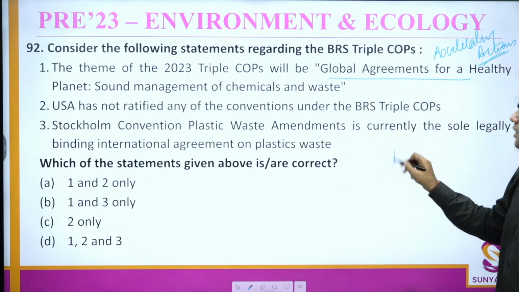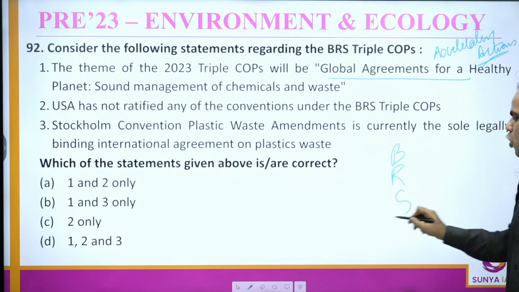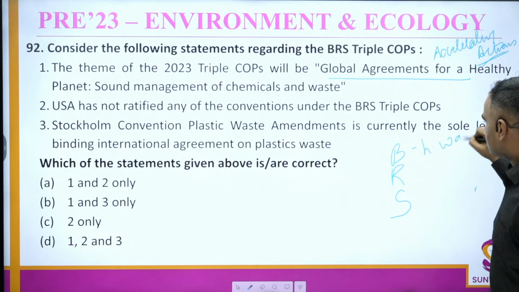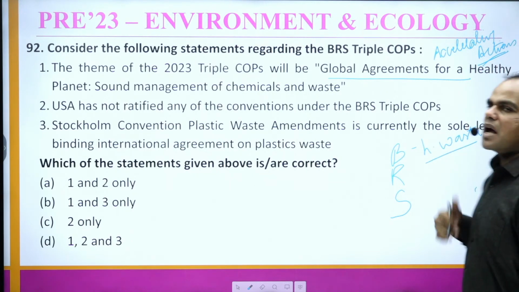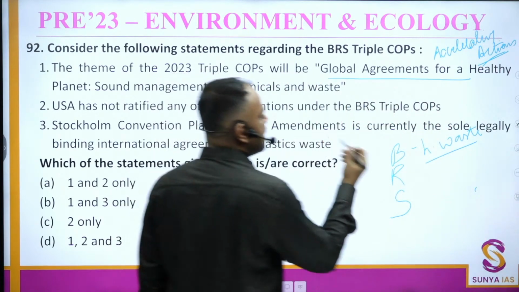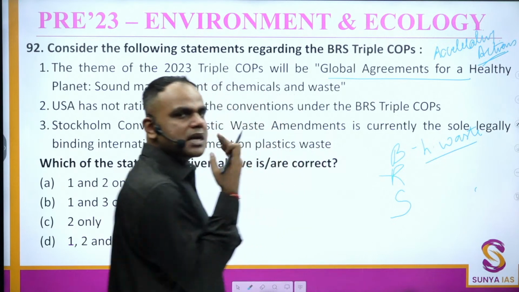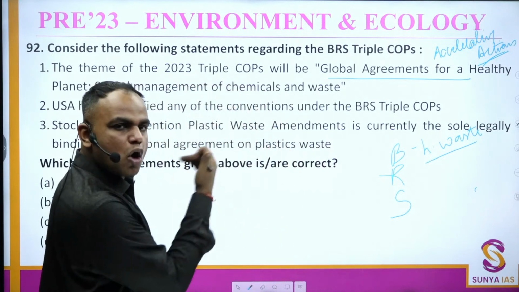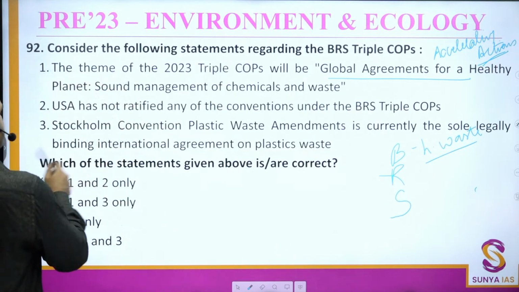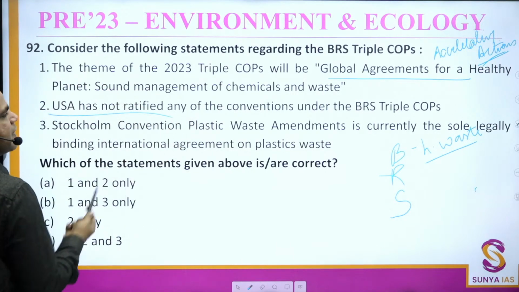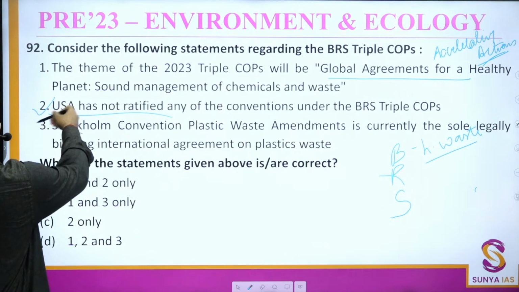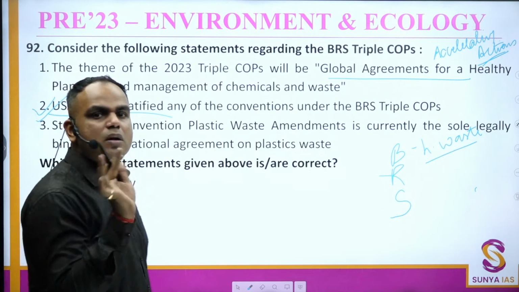Now I'll also tell you what these are. What is BRS? BRS is Basel, Rotterdam and Stockholm. Basel talks about hazardous waste. Transboundary movement of hazardous waste is spoken about in the Basel Convention. Rotterdam Convention is hazardous chemicals and pesticides. Stockholm Convention is persistent organic pollutants. That is true. USA has not ratified any of the conventions under this BRS COP. This is also true, USA has not ratified.